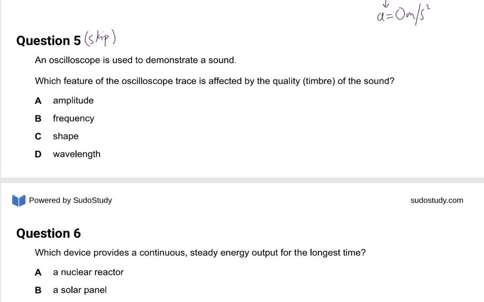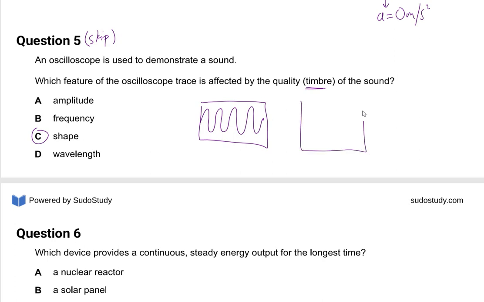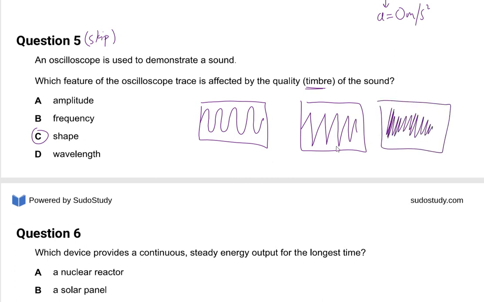Now, the timbre, this is pretty much the shape in this case. What you sometimes see on the oscilloscope is pretty much like a rectangle screen, and you see the wave going through. You can see the wave going up, and sometimes you see zigzag waves, and sometimes some crazy wave like this. This is just talking about the timbre, which is the shape.